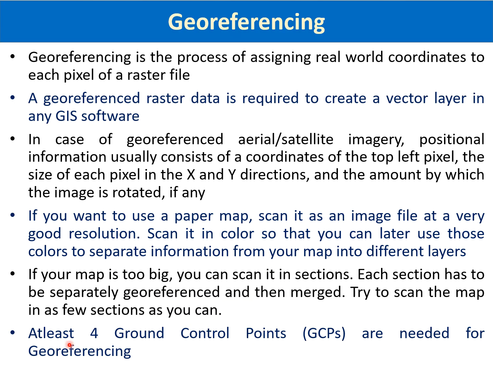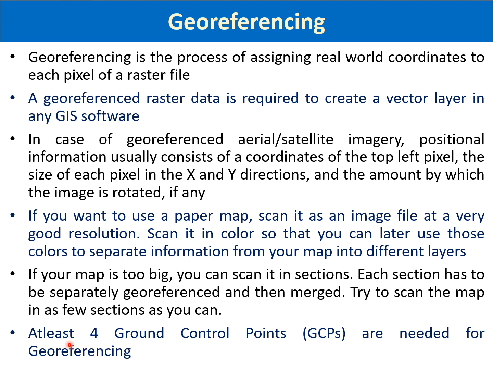At least 4 ground control points with known coordinates are needed for georeferencing. Now you can get the information about the coordinates from the ground. You can go to the location and collect the coordinates using GPS. Or if it is a very prominent location, the coordinates of such locations are well known. They will be available in the public domain.